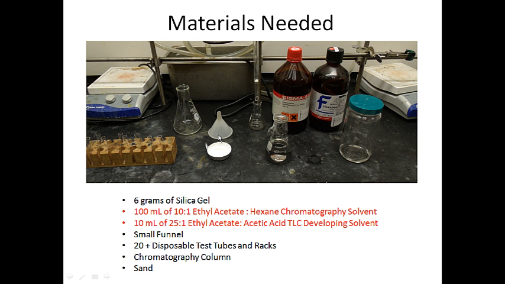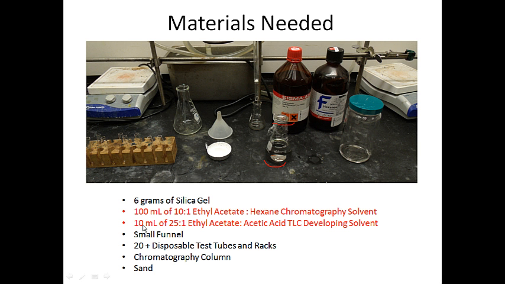So here's what we're going to use. We're going to use 6 grams of silica gel, and it's important to actually weigh that out. You're going to make 100 milliliters of a 10-to-1 ethyl acetate hexane chromatography solvent. You're going to place that inside of an Erlenmeyer flask with saran wrap on top to keep the solvent from evaporating.